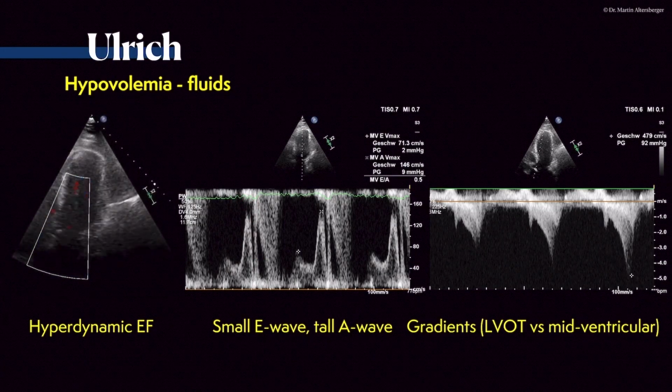Also in younger patients, this is not a normal Doppler signal. So in younger individuals, 40, 50 years of age, if you have a smaller E compared to the A wave, you should always ask: did you drink enough?